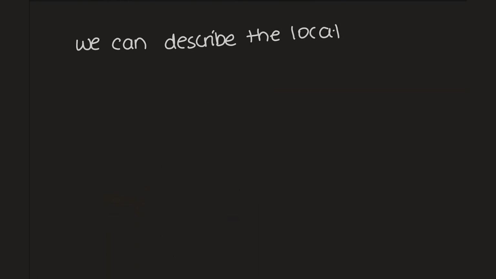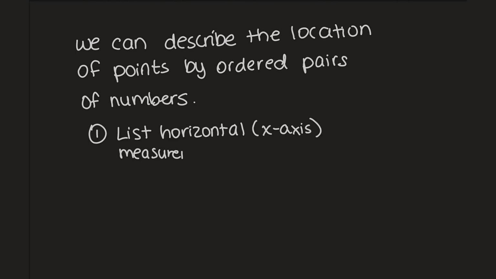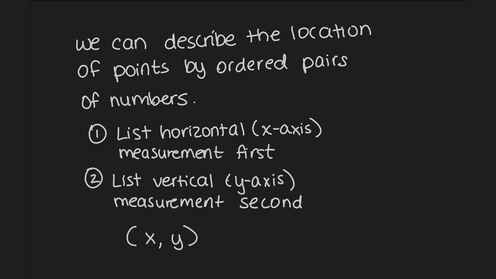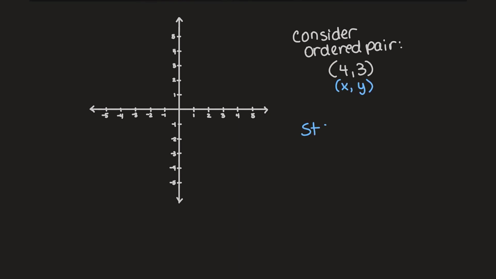So we can describe the location of points by ordered pairs of numbers. First, we list the horizontal, or the x-axis measurement. Then we list the vertical, or the y-axis measurement second. Okay, so let's try graphing an ordered pair. Consider the ordered pair (4, 3). We start at the origin, and the point for this ordered pair is located here, where we go 4 units to the right on the x-axis, and then 3 units up on the y-axis.